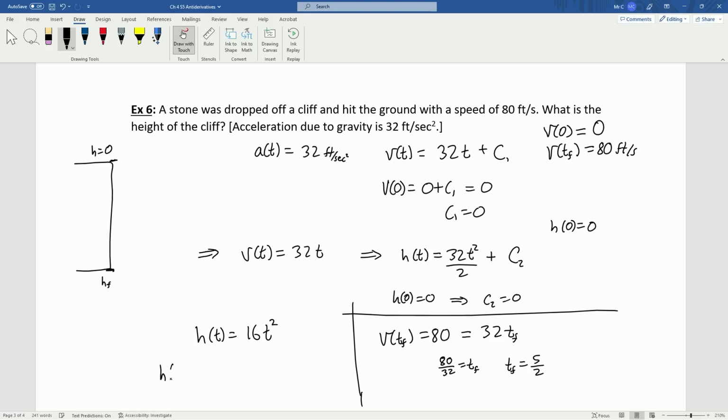So then my height at the final time is really the height at 2 1/2 seconds, or 5 halves, which is 16 times 5 halves squared. That's 16 times 25 over 4. 16 divided by 4 is 4. 4 times 25 is 100. So this cliff should be 100 feet tall.